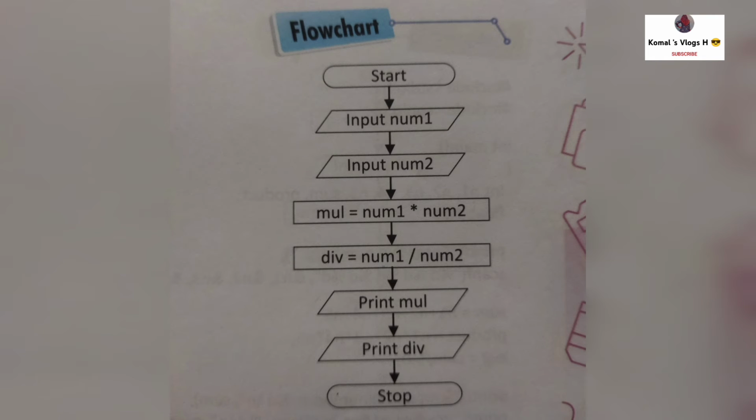Here I'm showing the practical number 3 flowchart. A flowchart is a total presentation of our program, so it's easy to understand. Whenever we map our problem into a graph or symbols, it is easy to understand. The same symbols are used. So let's move to the next program.